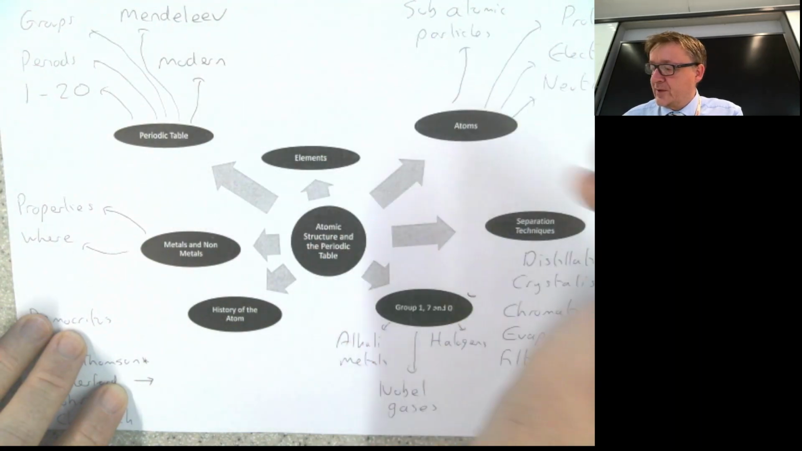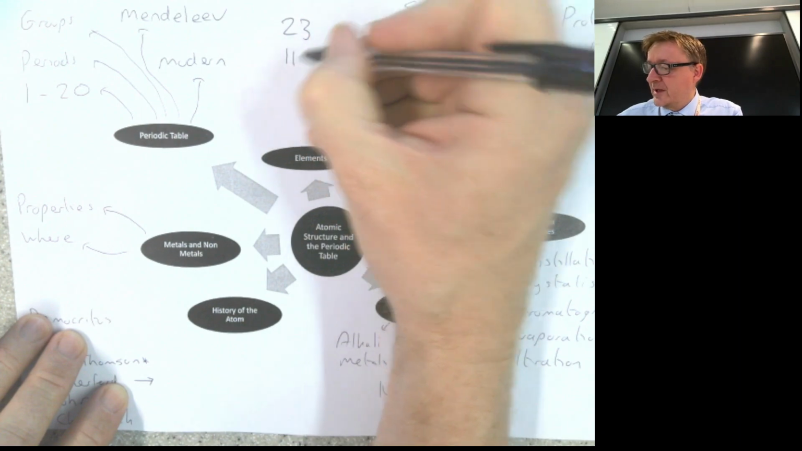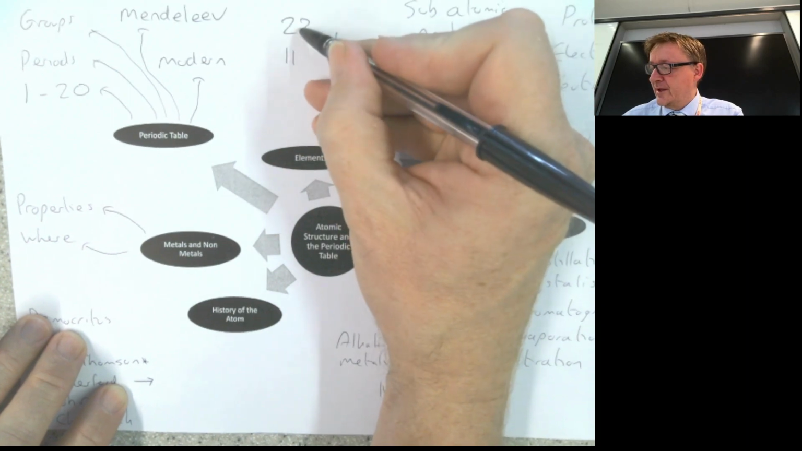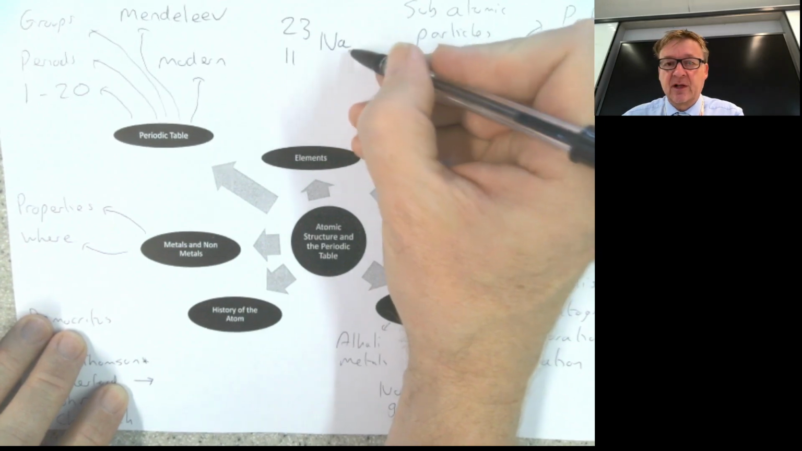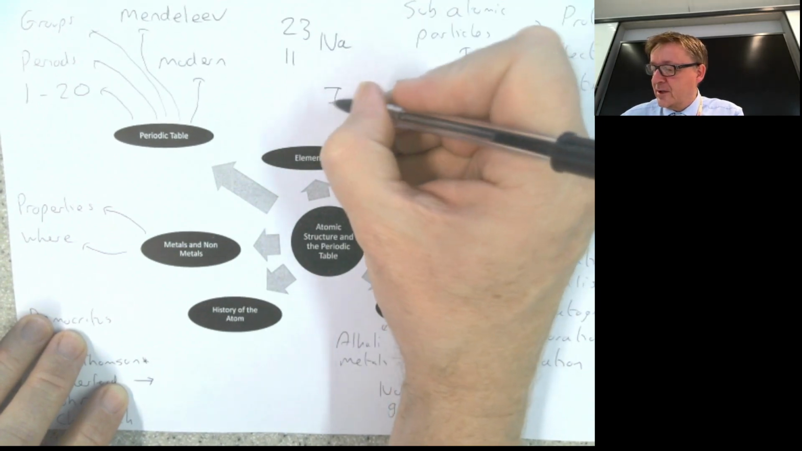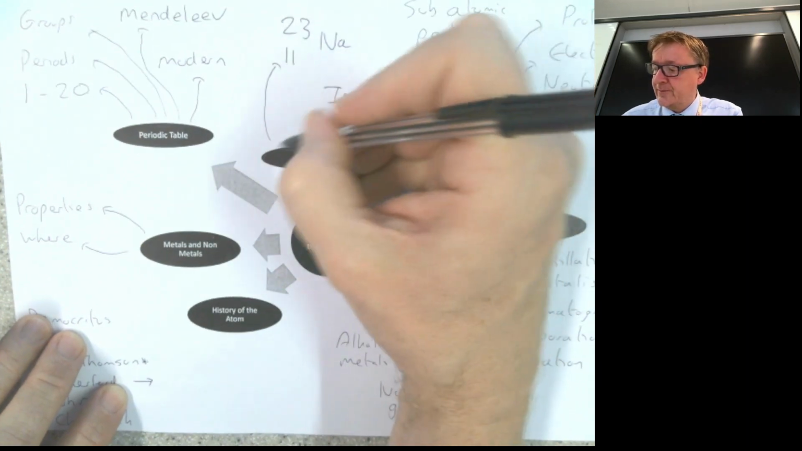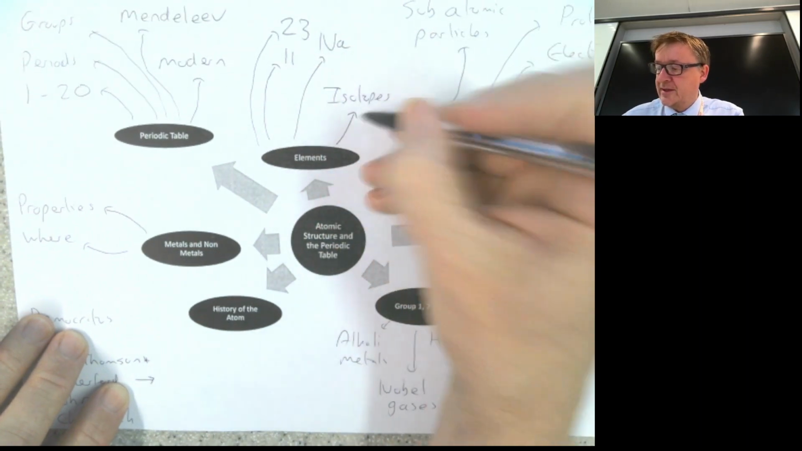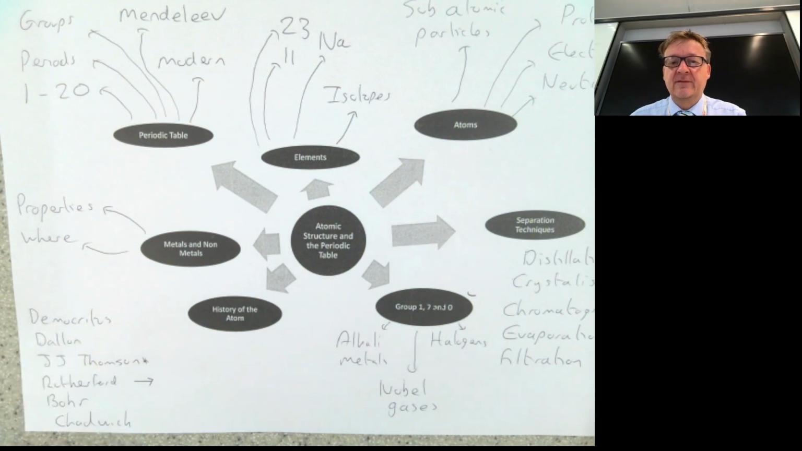The final thing on here is elements. Now if I just put in sodium here, 23, 11, Na, you need to know about this number here, the mass number, and the atomic number. You need to know about the symbol, where it's a capital and a lowercase. And then you also need to know about isotopes. Right? That is the key information about the atomic structure and periodic table.